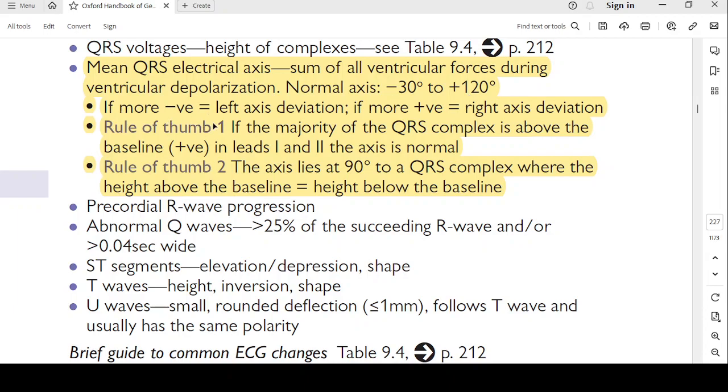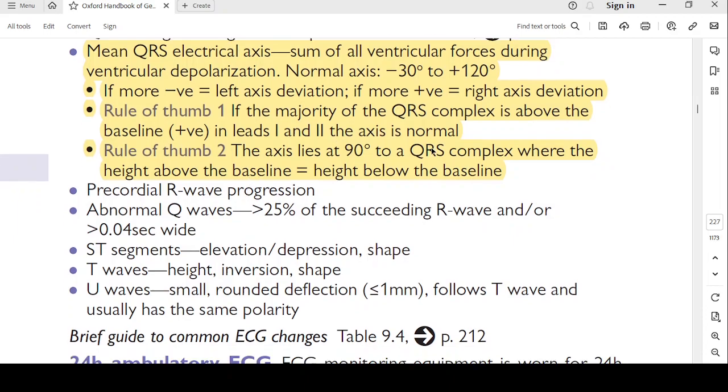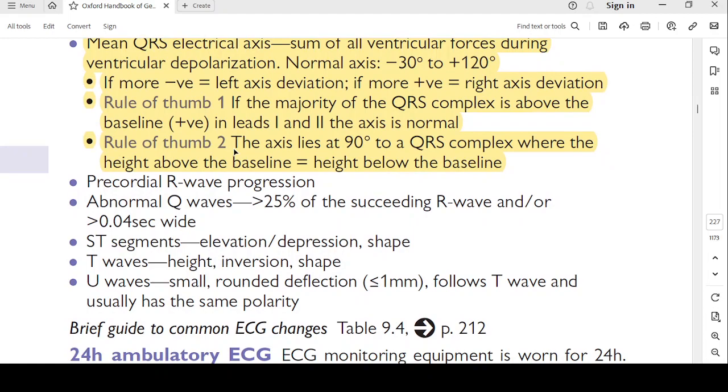Rule of thumb 1: if the majority of QRS complexes are above the baseline, that is, they are positive in leads 1 and 2, the axis is normal. Rule of thumb 2: the axis lies at 90 degrees to a QRS complex where the height above the baseline is equal to the height below the baseline.